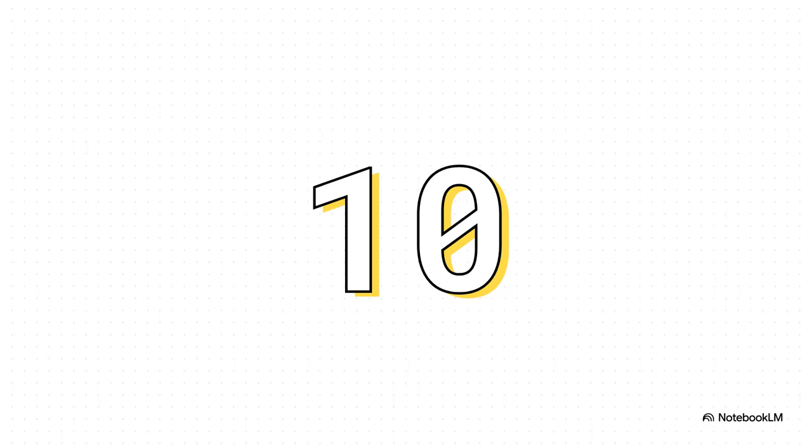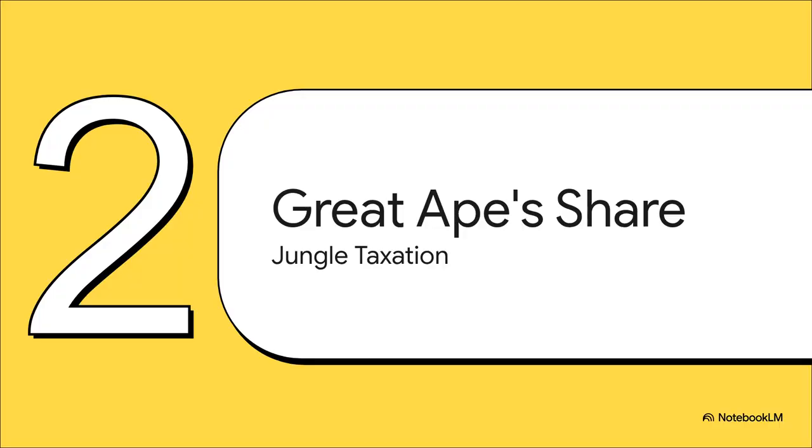10. This number is your gross yield. Before any systemic rules kick in, before anyone else gets involved, this is your total created wealth. Literally 100% of your earnings, derived entirely from your own independent sweat and labor. Now things get interesting in part 2, the great ape's share, jungle taxation.